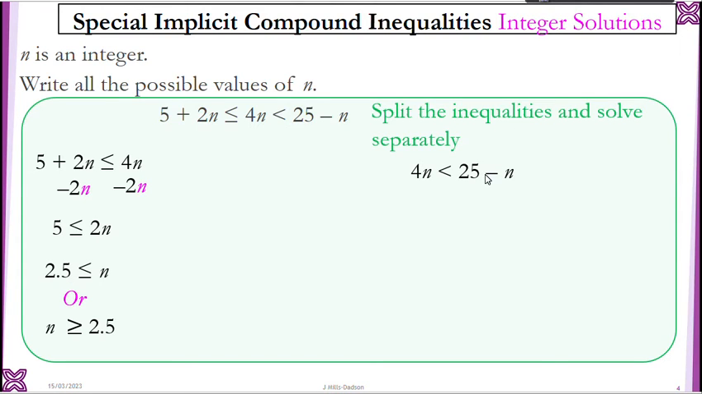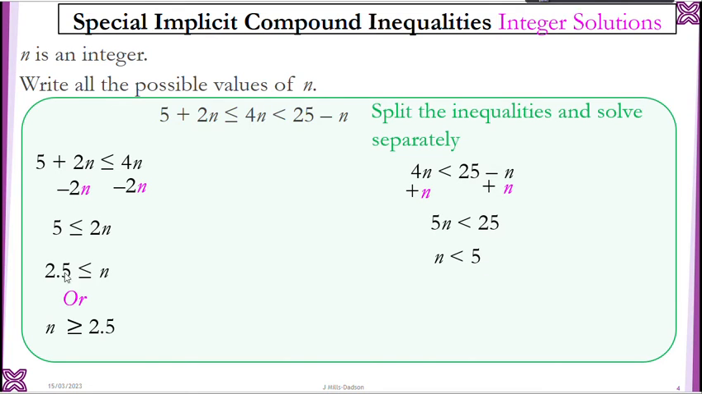Let's look at the other side. We solve it by grouping the n. So we can add n to both sides. So we now have 5n is less than 25. And to find n, we divide through by 5. So n is less than 5.